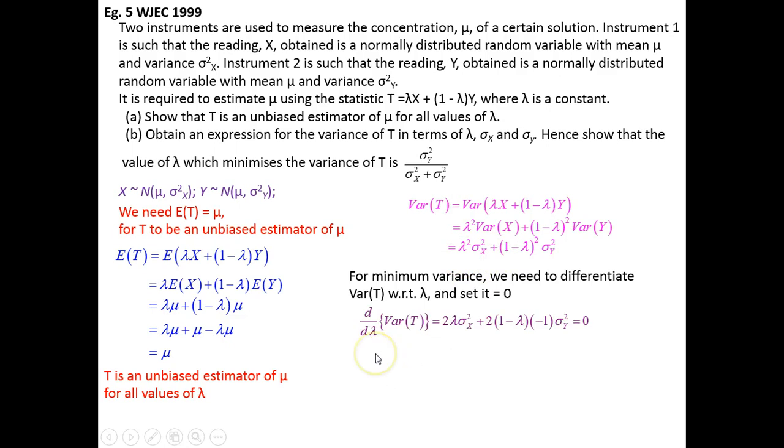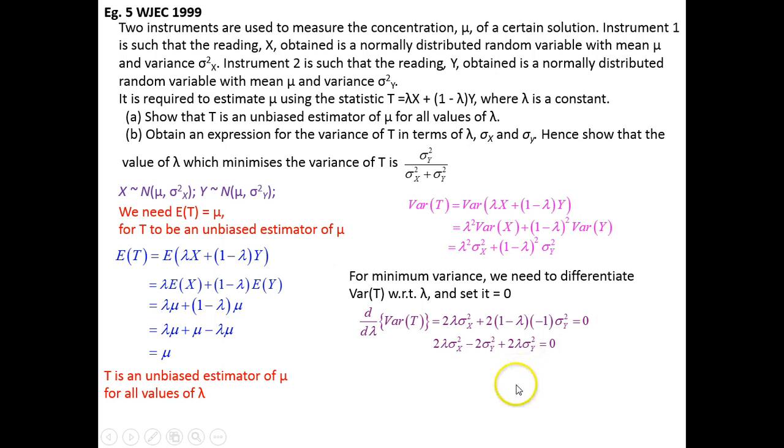So differentiating that expression with respect to lambda, we get 2 lambda times the sigma squared of x. It's a bracket squared, so it's twice bracket to the power 1 times the differential of the inside, which is minus 1, times sigma y squared. And we need to set that equal to 0. Therefore, we've got 2 lambda sigma x squared minus 2 sigma y squared plus 2 lambda sigma y squared.